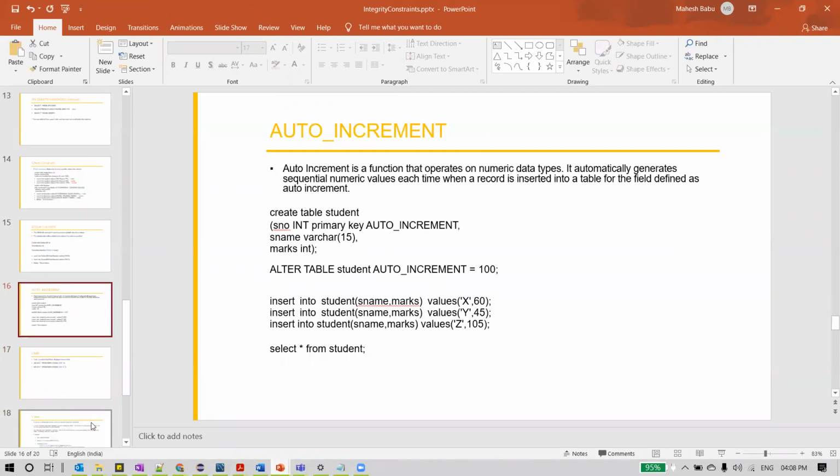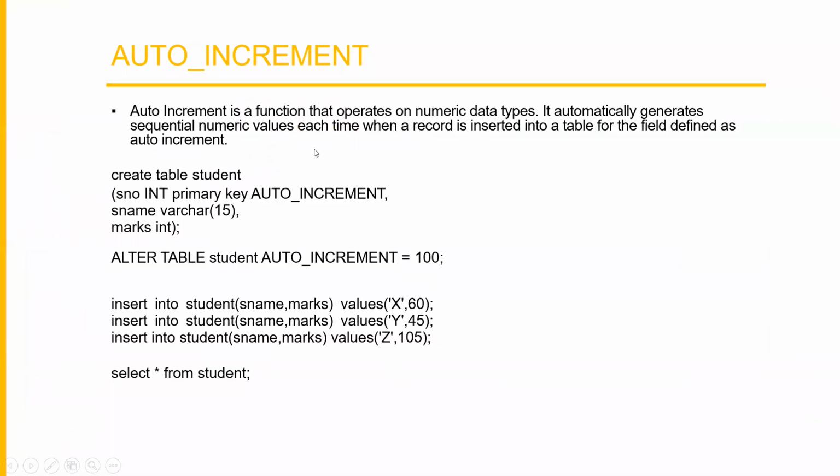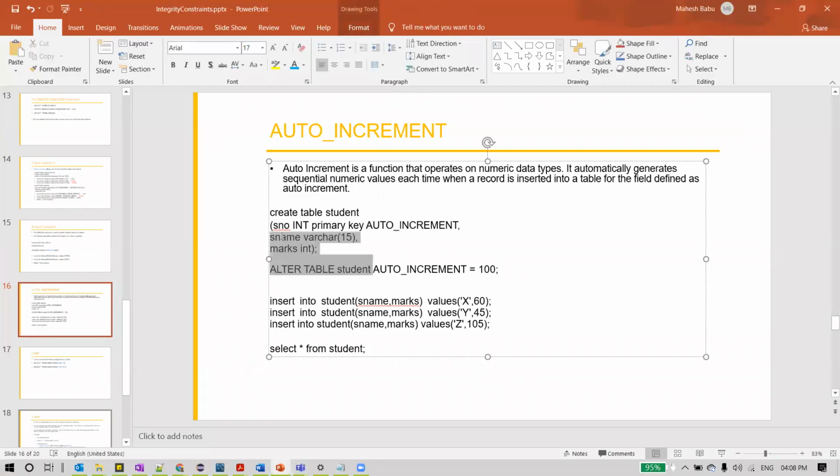Next is auto increment. So what does auto increment do? Auto increment is a function that usually operates on numeric data types. What it does is it automatically generates sequential numeric values each time a new record is inserted into a table for that field which we define as auto increment. So what does that mean? Let me show you. Let me first define the table.